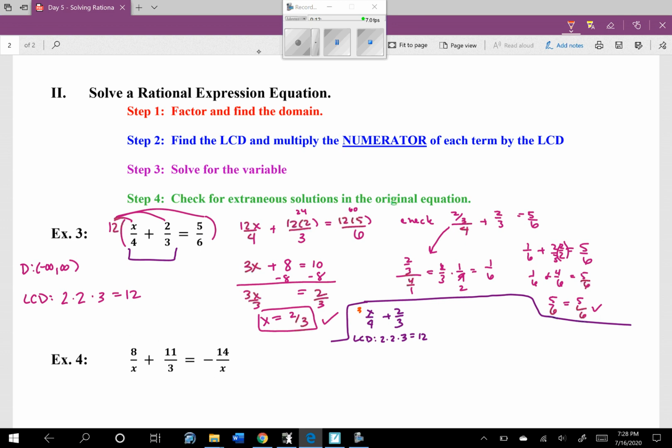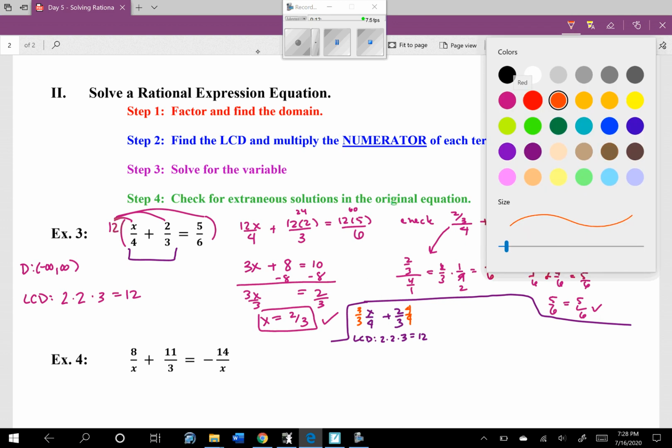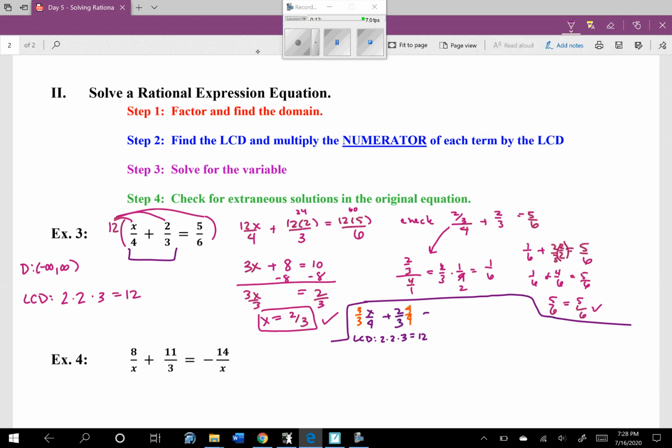So if I multiply this by 3/3, and if I multiply this one by 4/4, that gives us 3x/12 plus 8/12. So that means we can combine our numerators over the common denominator: (3x plus 8)/12. And remember that was equal to 5/6. So now I can set that equal to 5/6.